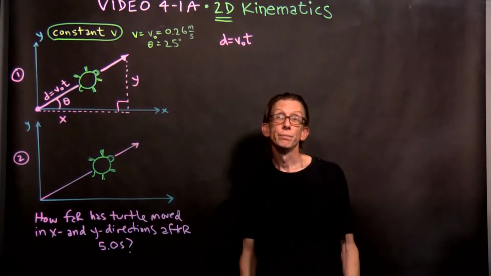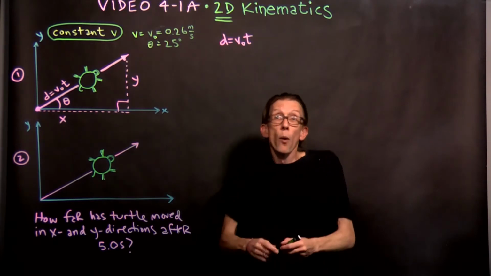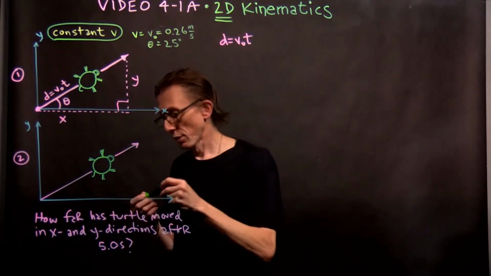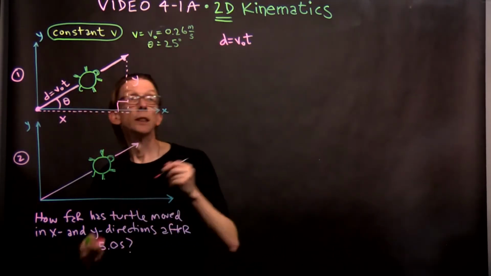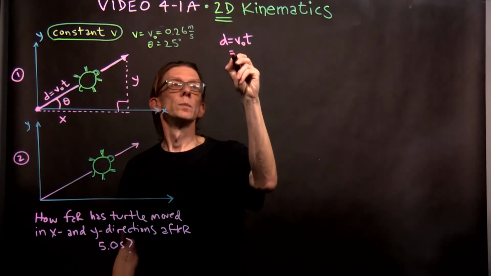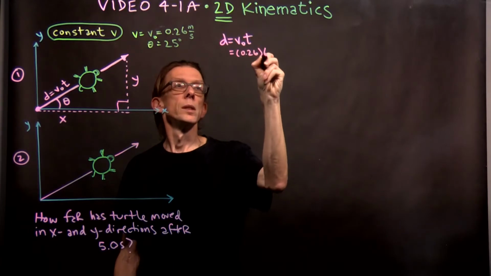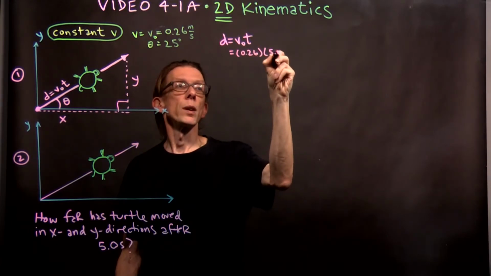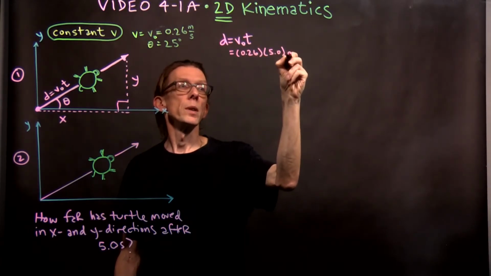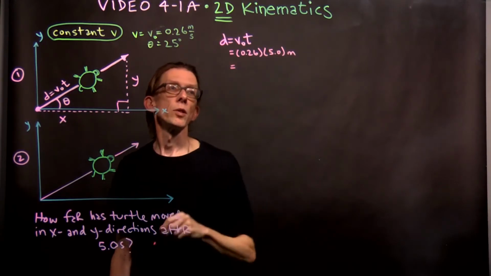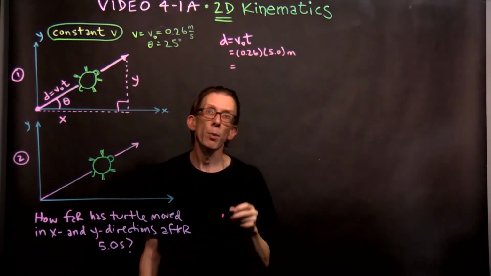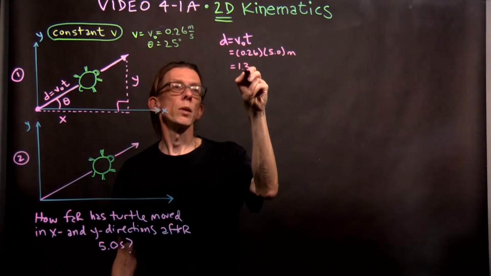And so we know what v naught and t are. So we can find out what d is equal to. D is equal to v naught, which is 0.26. Time is 5.0, and that's going to be in meters. So 0.26 times 5.0 is 1.3 meters.